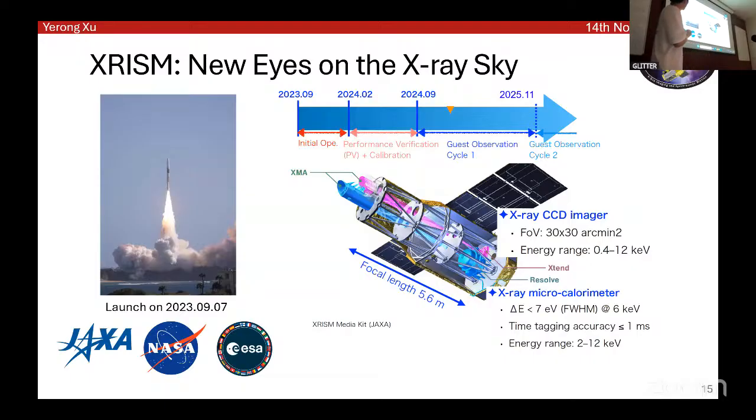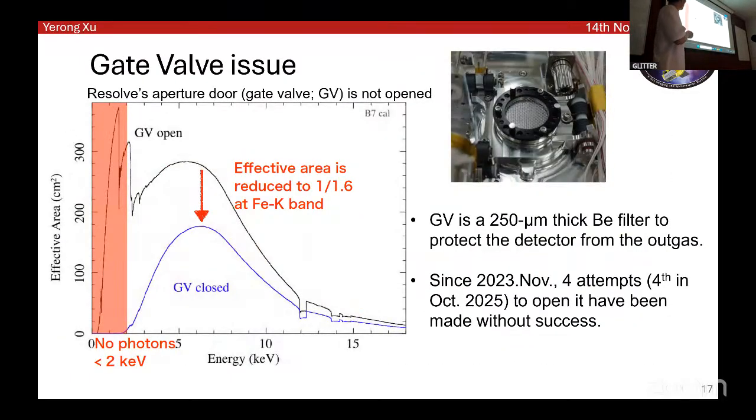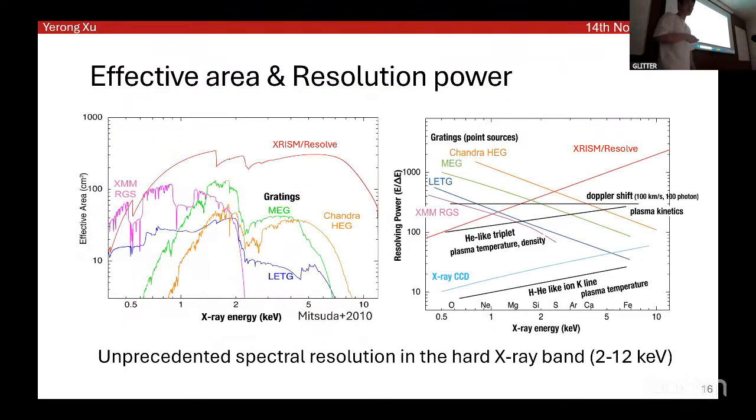Here are the effective area and resolving power of Resolve compared with other high-resolution X-ray facilities, like the Chandra HETG and the XMM-Newton RGS. You can see that Resolve has a much larger effective area than the other instruments, and it could provide unprecedented spectral resolution in the hard X-ray band.